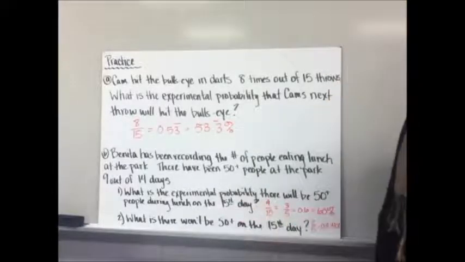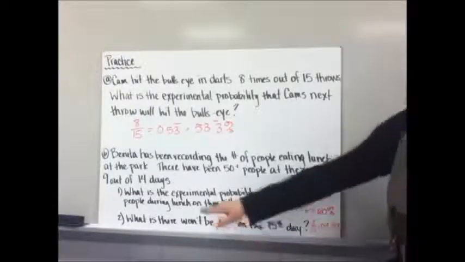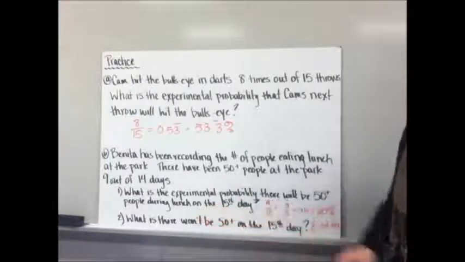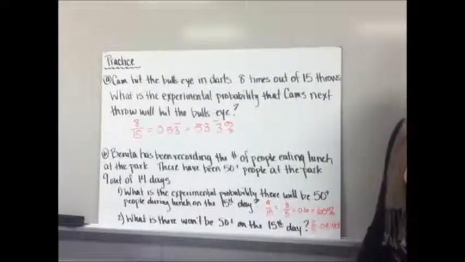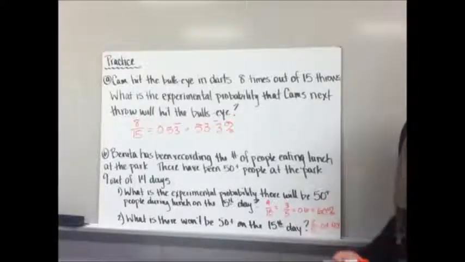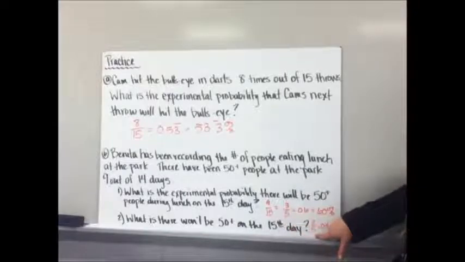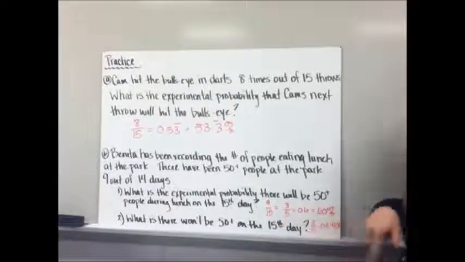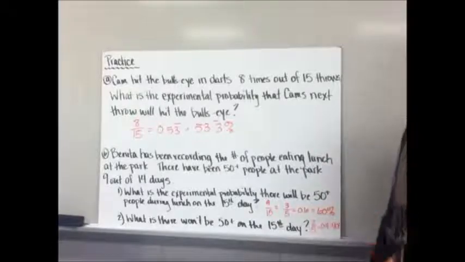And then part 2 of that, that should have said what is the probability that there won't be 50 or more people on the 15th day. So this is showing a complementary event. Either they're going to be there or they're not going to be there. So the difference would be 2 out of 5, which would be 0.4, which would be 40%, because an event and its complement add up to 1 or 100%.